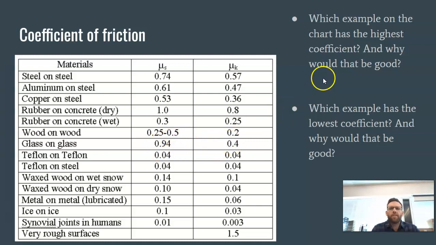All right, so here are my questions. Which example on the chart has the highest coefficient, and why would that be good? Also, which example has the lowest coefficient, and why would that be good? I suggest pausing the video, taking a look at the chart, and trying to answer those questions.